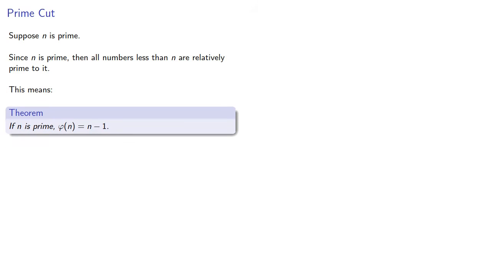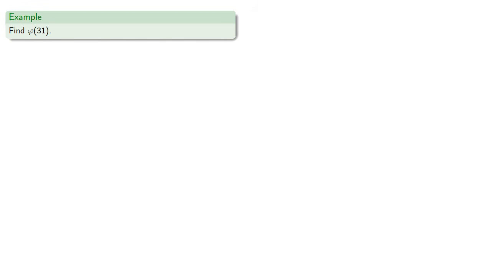Suppose n is prime. Since n is prime, then all numbers less than n are relatively prime to it. This means that if n is prime, phi of n is n minus 1. So we could find phi of 31. Since 31 is prime, phi of 31 is 31 minus 1, or 30.